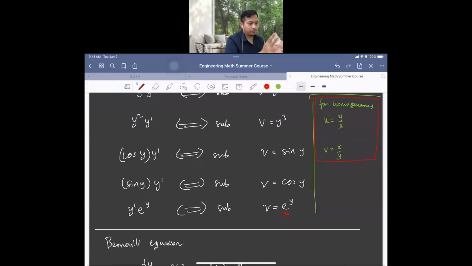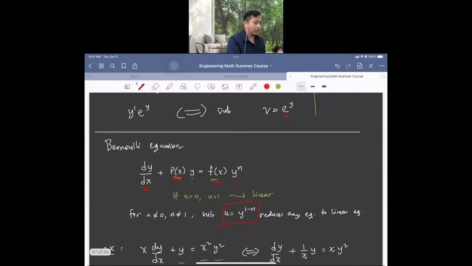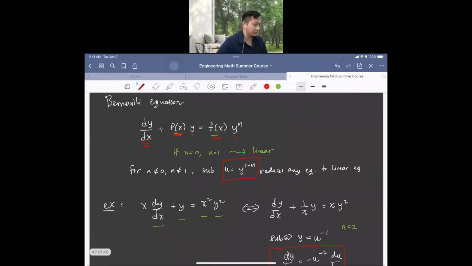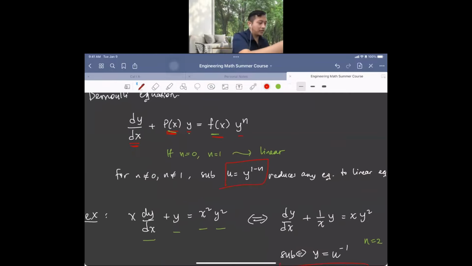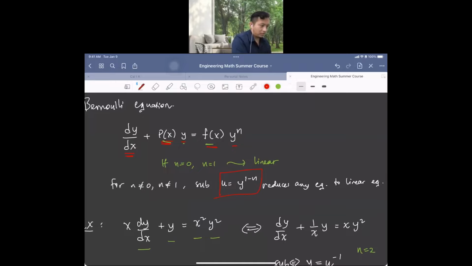And another way, aside from homogeneous using substitution as a solution, is the Bernoulli equation. We use the substitution for this equation and make it into the first order linear differential equation. How to substitute depends on this n. So you have u equals y to the power 1 minus n.